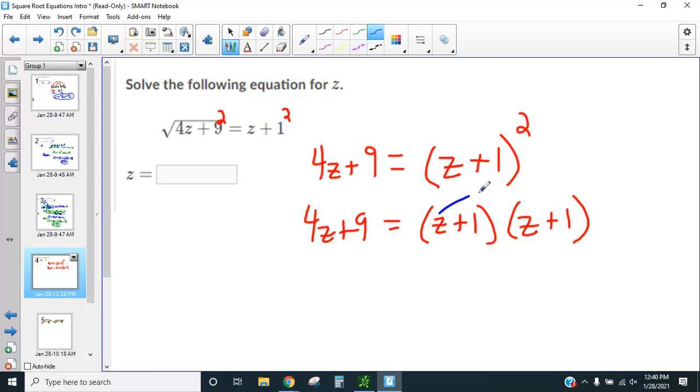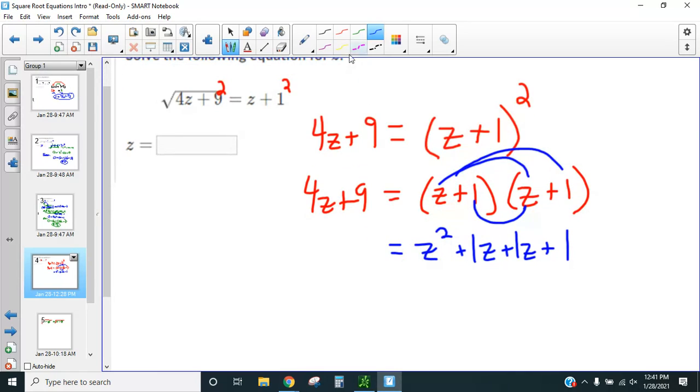So if we're distributing, it would look something like this. That's z squared, 1z, another 1z, and then 1 times 1 is 1. I can combine like terms on that side so that it looks like this.